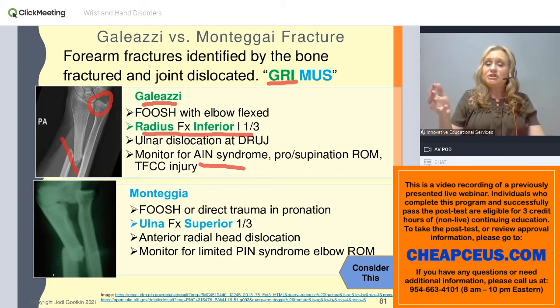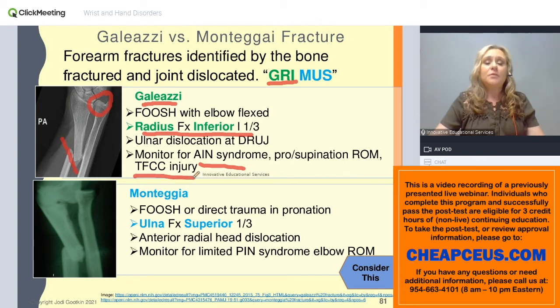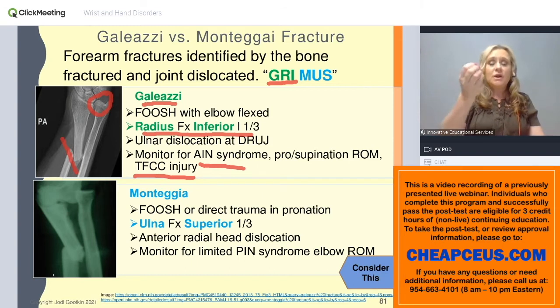Pronation and supination tend to be more compromised. And because of that ulnar involvement, the triangular fibrocartilage complex that we'll discuss can also be involved. So not only do you have the radius fracture that you have to address, don't forget that ulnar component.